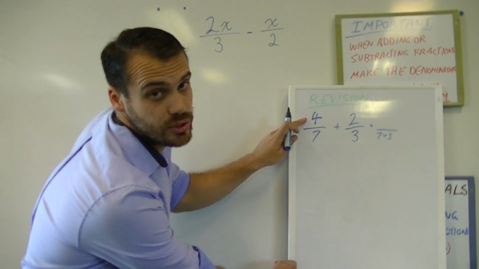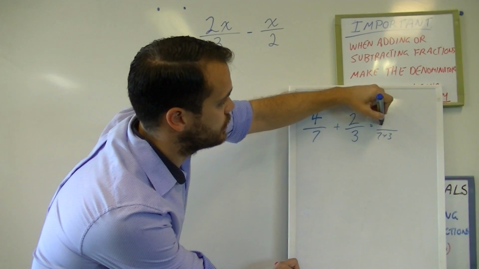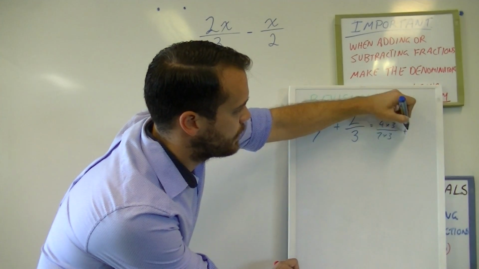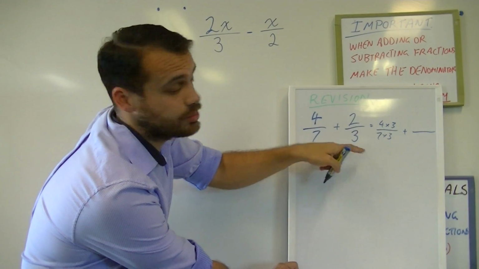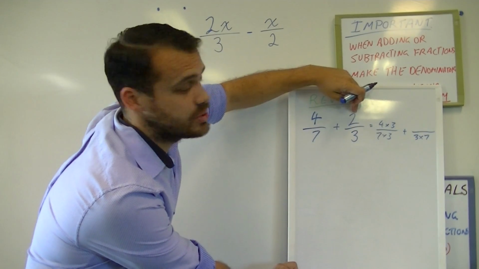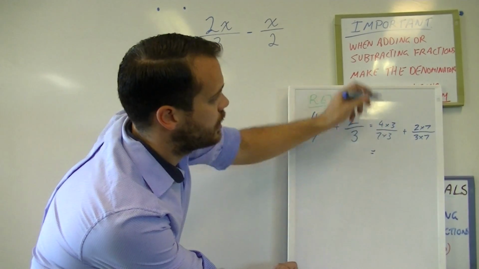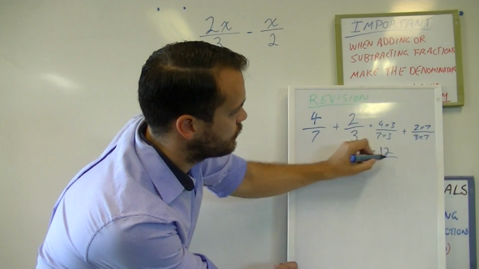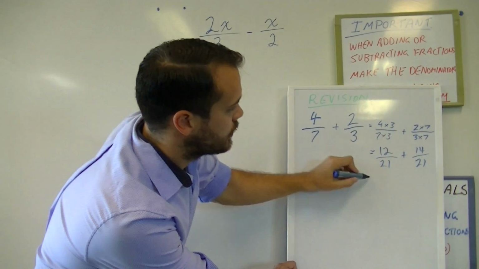Now remember, whatever you do to the bottom, you have to do to the top. So we're going to have to multiply 4 by 3 as well. And then on this side, to make 3 into 21, we're going to have to multiply that by 7. And do the same to the top. Now do the quick maths there. 4 times 3 is 12 over 21 plus 14 over 21.